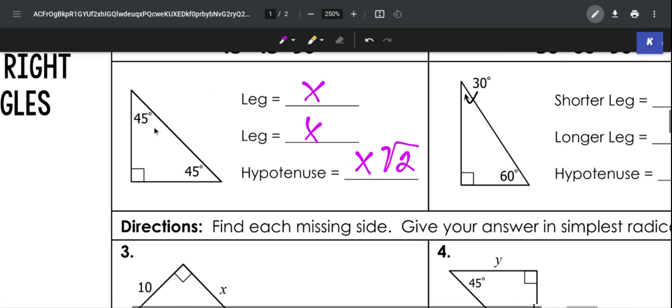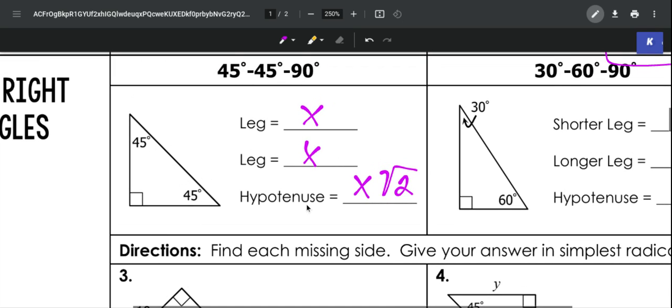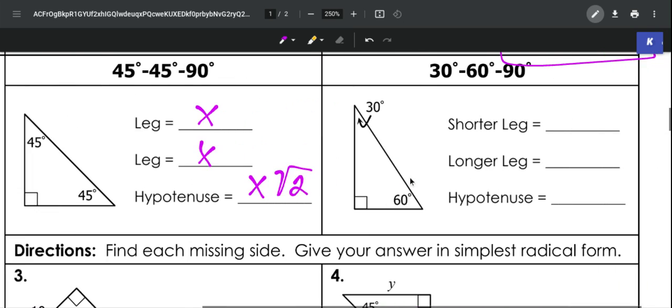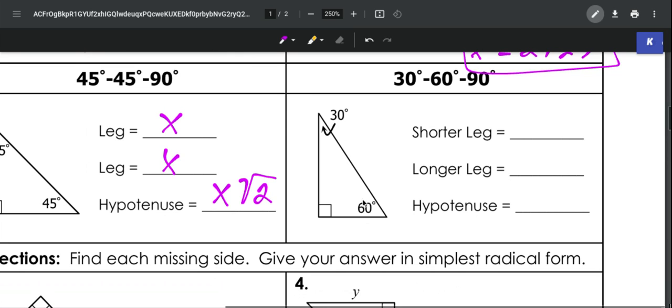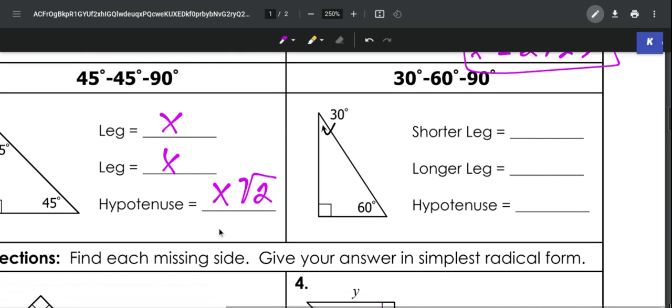So a special right triangle of 45, 45, 90, the two legs are both x, and the hypotenuse is x times radical 2, or x radical 2. Then we've got one more, a 30, 60, 90. So that's when you have a 30-degree angle on one of your sides, and then a 60-degree angle, and then a 90-degree angle.